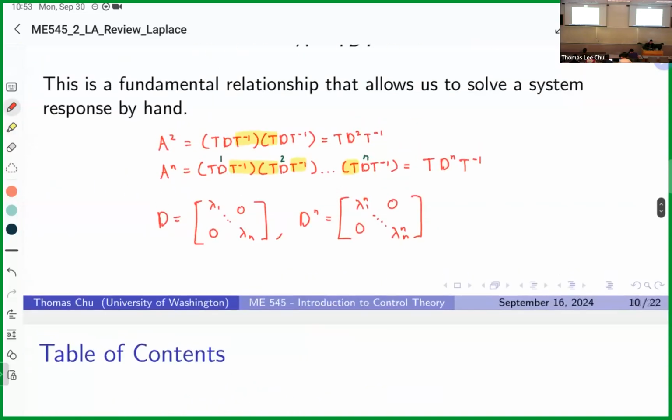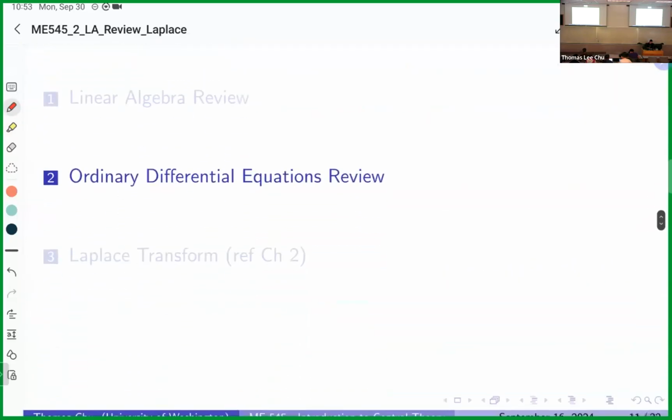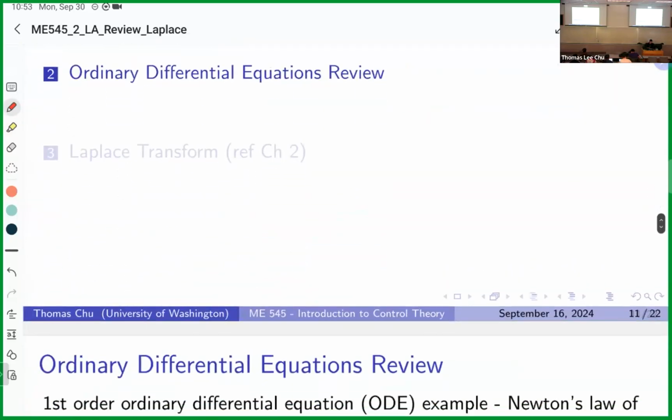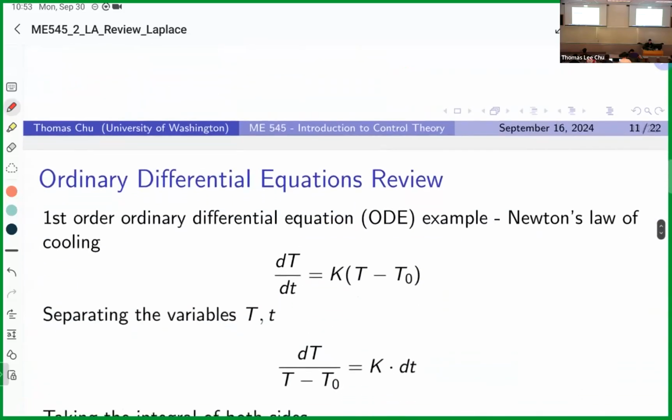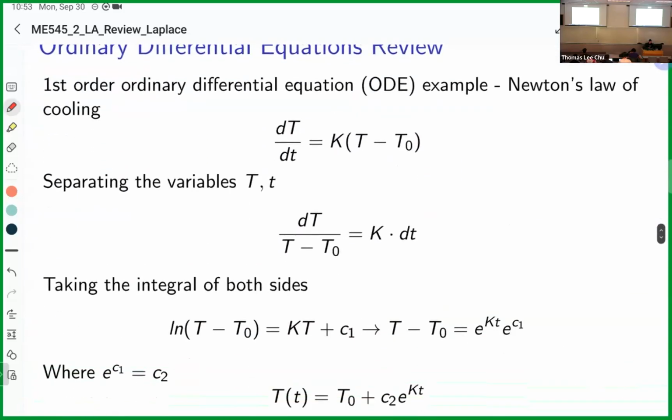Okay, so that's the algebra review. So then we're going to move on to ordinary differential equations review, which will tie in how we use linear algebra to solve ODEs. So we have a first order differential equation. And here, this is an example of Newton's law of cooling, where the change in temperature is equal to your heat coefficient multiplied by your temperature minus the initial temperature. And maybe I'll just denote this real quick. This is going to be our temperature.